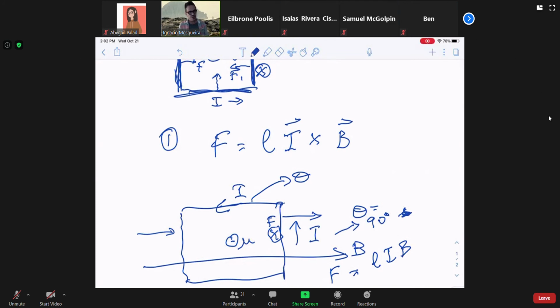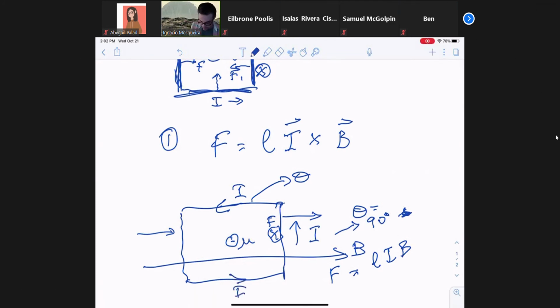Right? So those are anti-aligned. At the bottom, they're aligned. But the sine of the angle is 0. Now they're aligned at the bottom, so sine of 0 is 0. So this is going to give you no force. So at the top, the force equals 0. At the bottom, the force equals 0. But on the sides, the force is not 0.